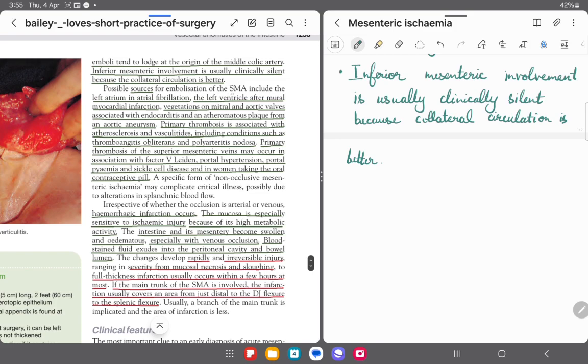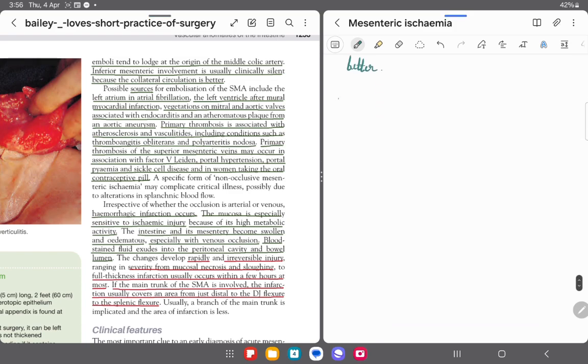Possible sources for embolization of SMA, superior mesenteric artery, include the left atrium in atrial fibrillation, the left ventricle after mural MI, vegetations on mitral and aortic valves associated with endocarditis, and an atheromatous plaque from an aortic aneurysm. Primary thrombosis is associated with atherosclerosis and vasculitis, including conditions such as thromboangiitis obliterans and polyarteritis nodosa.